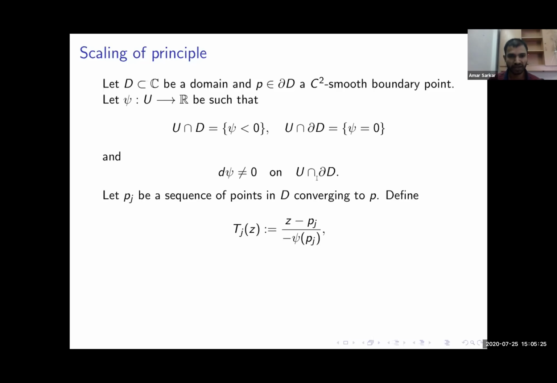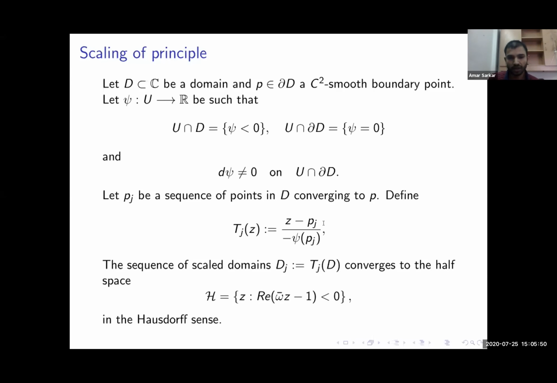Now the scaling principle comes. For that, we take a sequence of points p_j in the domain which converges to the boundary point P, and using the defining function psi and this sequence, we define a sequence of affine maps, (z minus p_j) divided by minus psi of p_j, as psi is the defining function.